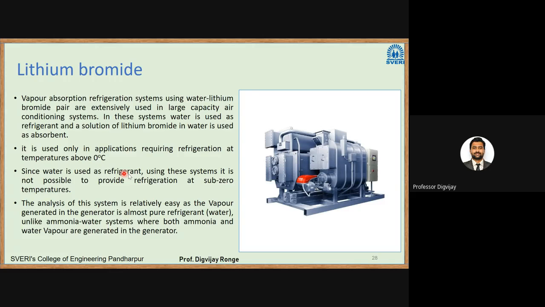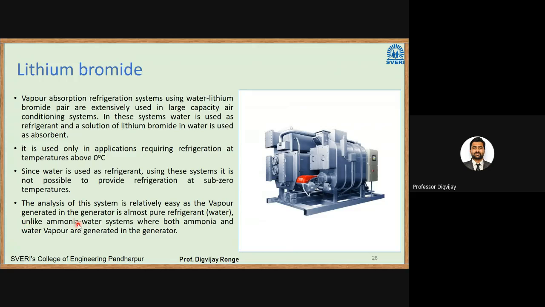Since water is used as a refrigerant, using this system it is not possible to provide refrigeration at sub-zero temperature. That is what I just explained. The analysis of this system is relatively easy, as the vapor generated in the generator is almost a pure refrigerant. The advantage of lithium bromide is that, in the case of aqua ammonia, we have to use a rectifier and analyzer in order to separate ammonia from the water. In this case, it is not required because of their physical properties. So the content of lithium bromide in the vapor will be very low.